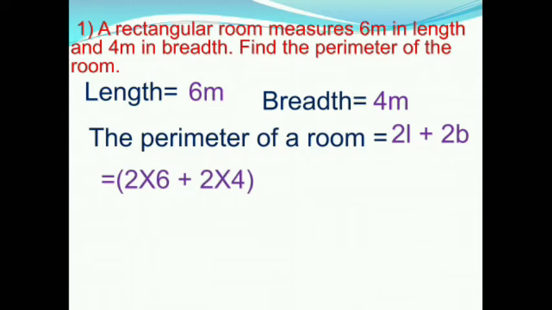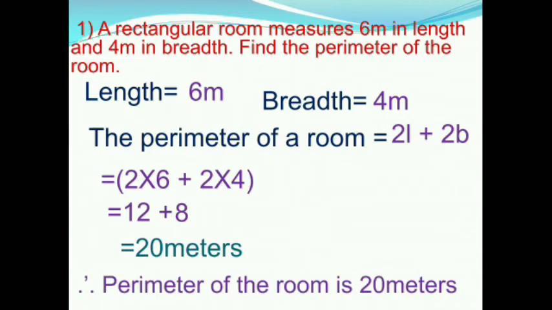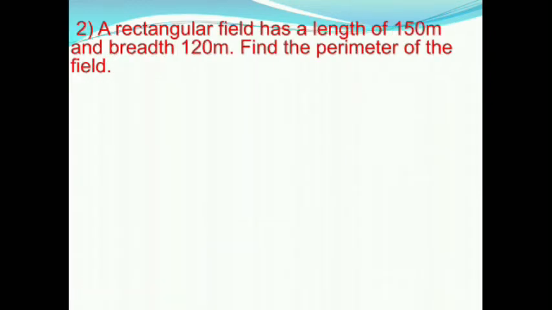2 into 6 plus 2 into 4. 2 6s are 12 plus 2 4s are 8. Now we should add these. 12 plus 8 is equals to 20. Therefore, perimeter of the room is 20 meters. Now we should solve another word problem. First we should read the question. A rectangular field has a length of 150 meter and breadth 120 meter. Find the perimeter of the field.